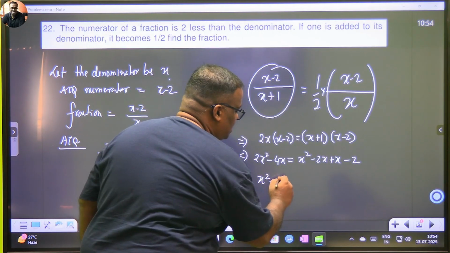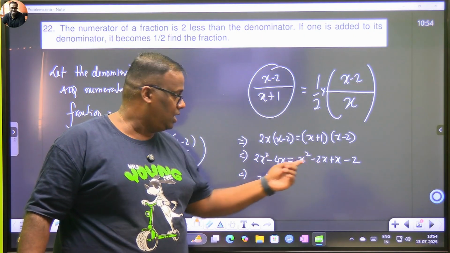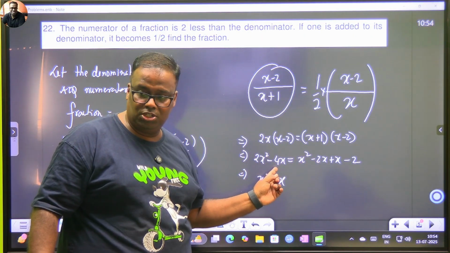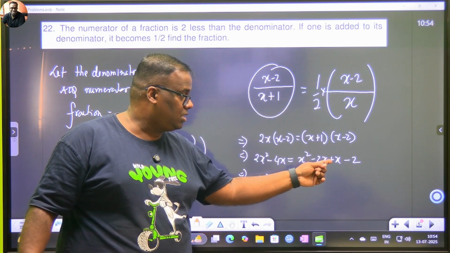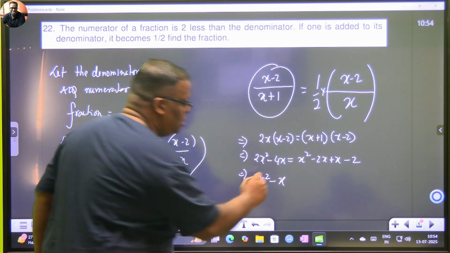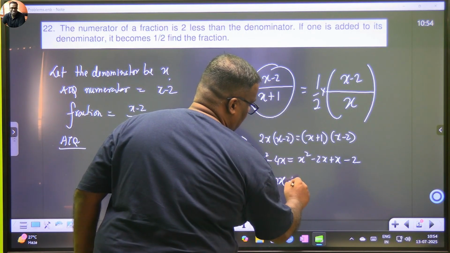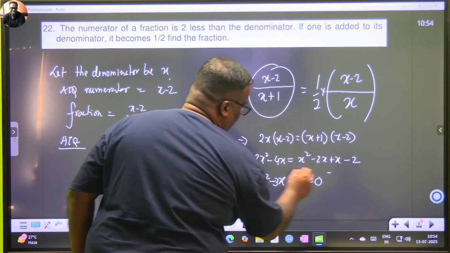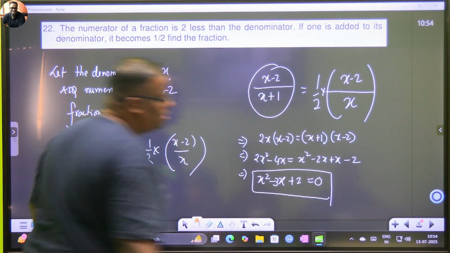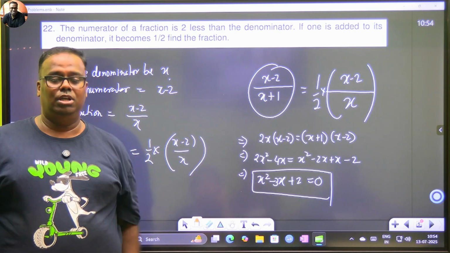Okay, I'm jumping steps. You need to understand. Minus 4x, bring the 2x this side. So plus 2x. It is how much? Minus 2x. Minus 2x minus x becomes minus 3x. And plus 2 is equal to 0. Now you will have an issue out here. This is a quadratic equation. You can solve it only by middle term splitting.